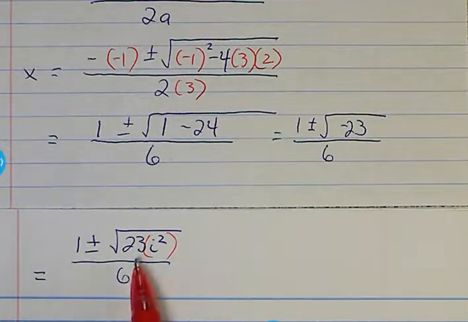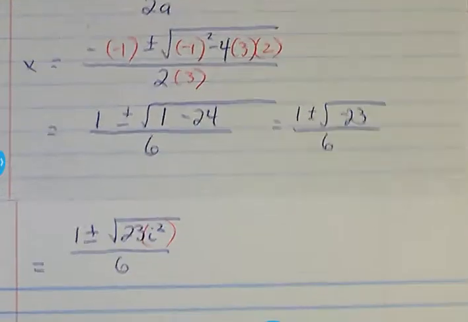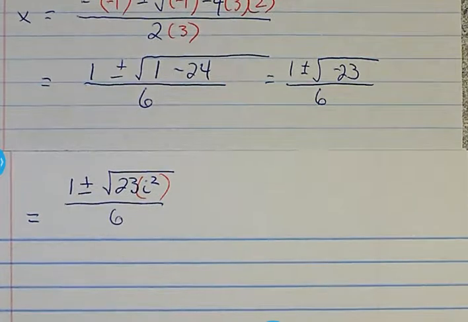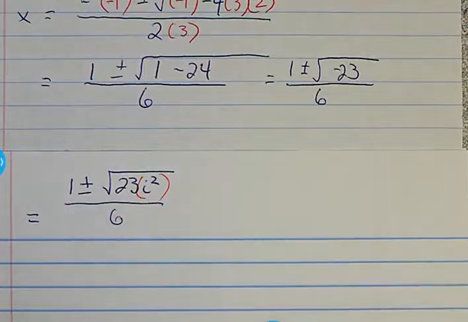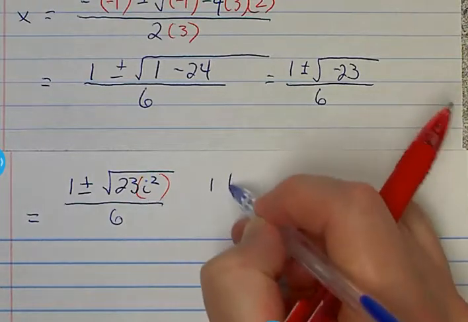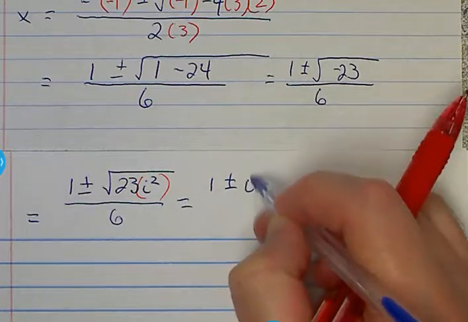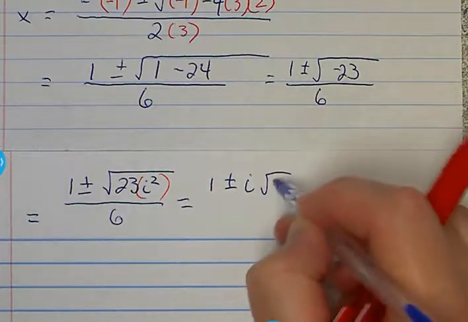Alright, now, if you check 23, it's not a perfect square, because if you start dividing it by all the odd numbers, divide it by 3, it doesn't go, definitely doesn't go with 5. You check it with 7, doesn't go. So if you try to break 23 down, it won't break down. The only thing you can do is take the i squared out and put that i outside the square root there.